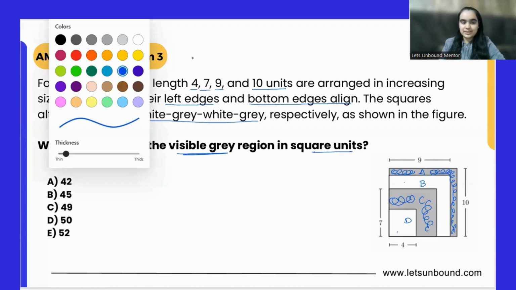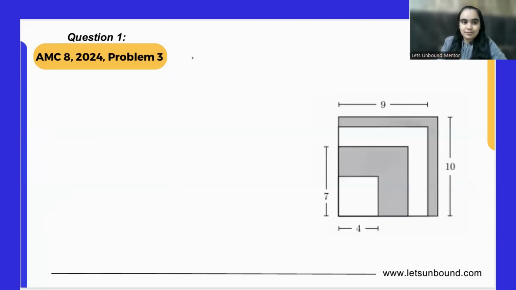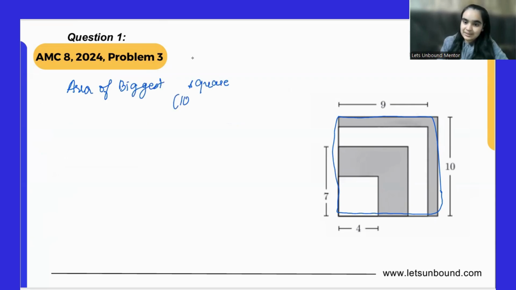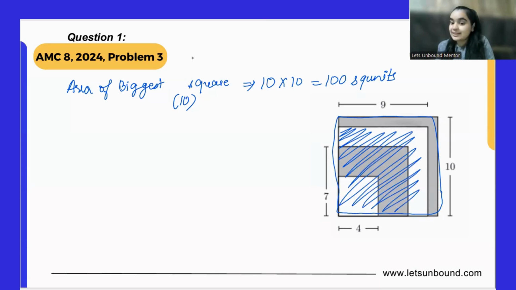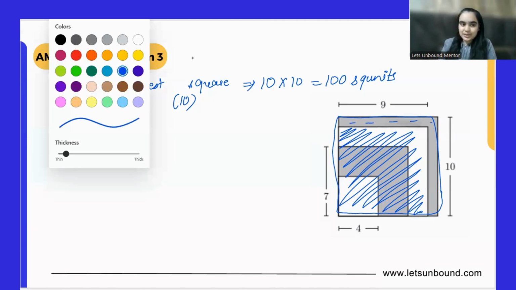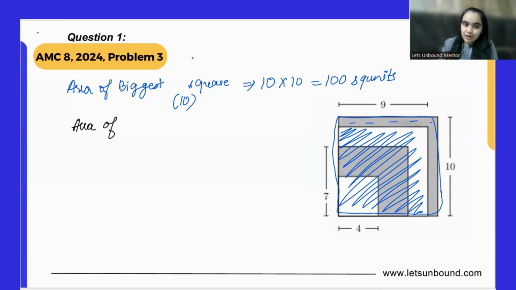Now, this question is pretty easy. Let's see how we can do it. So this is the figure. If you see the biggest square with the side length of 10, the area of the biggest square will be 10 times 10, or we can say 100 square units. Now, out of this biggest square, we are going to be left with only the gray part after removing the square with the side length of 9. So we will find the area of the square with the side length of 9. That is going to be 9 times 9, or 81 square units.